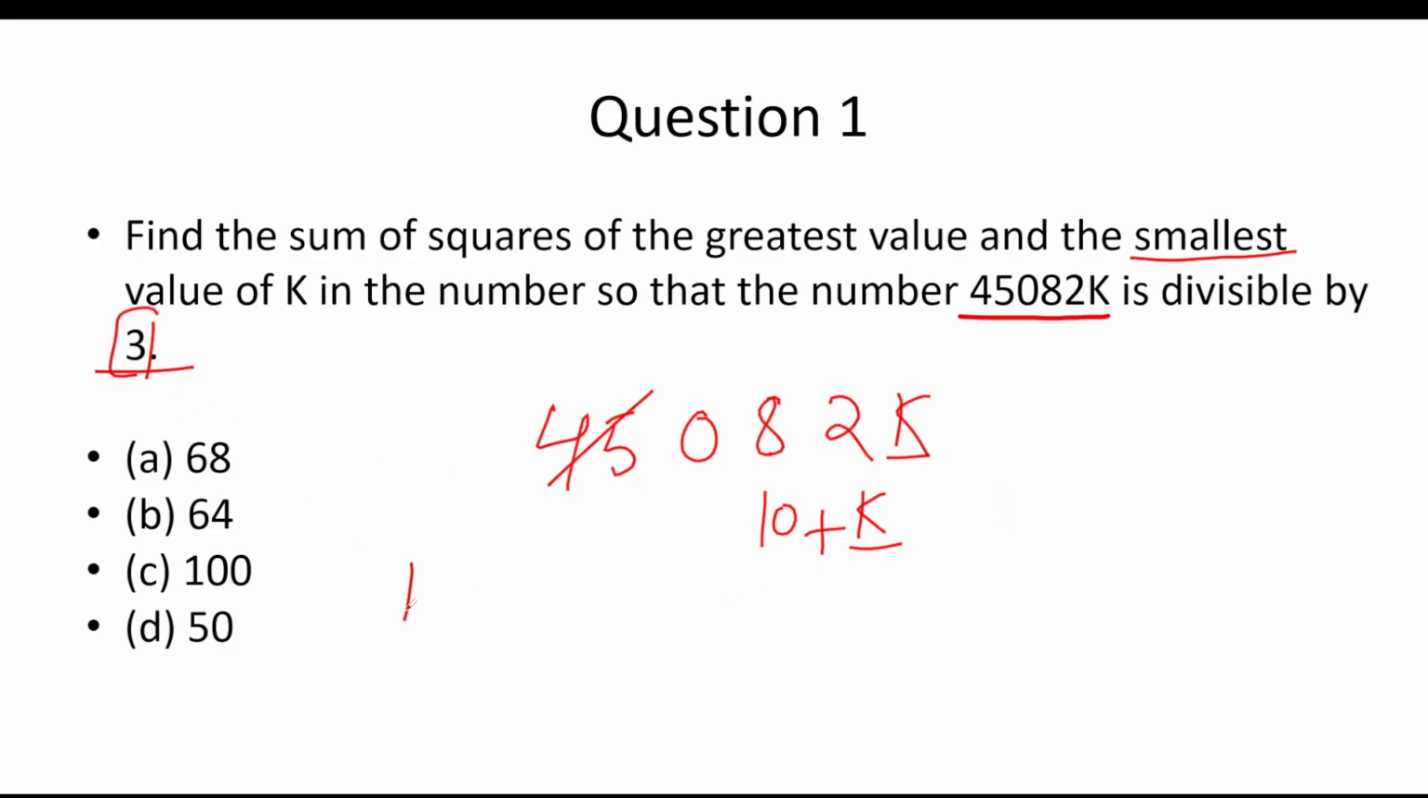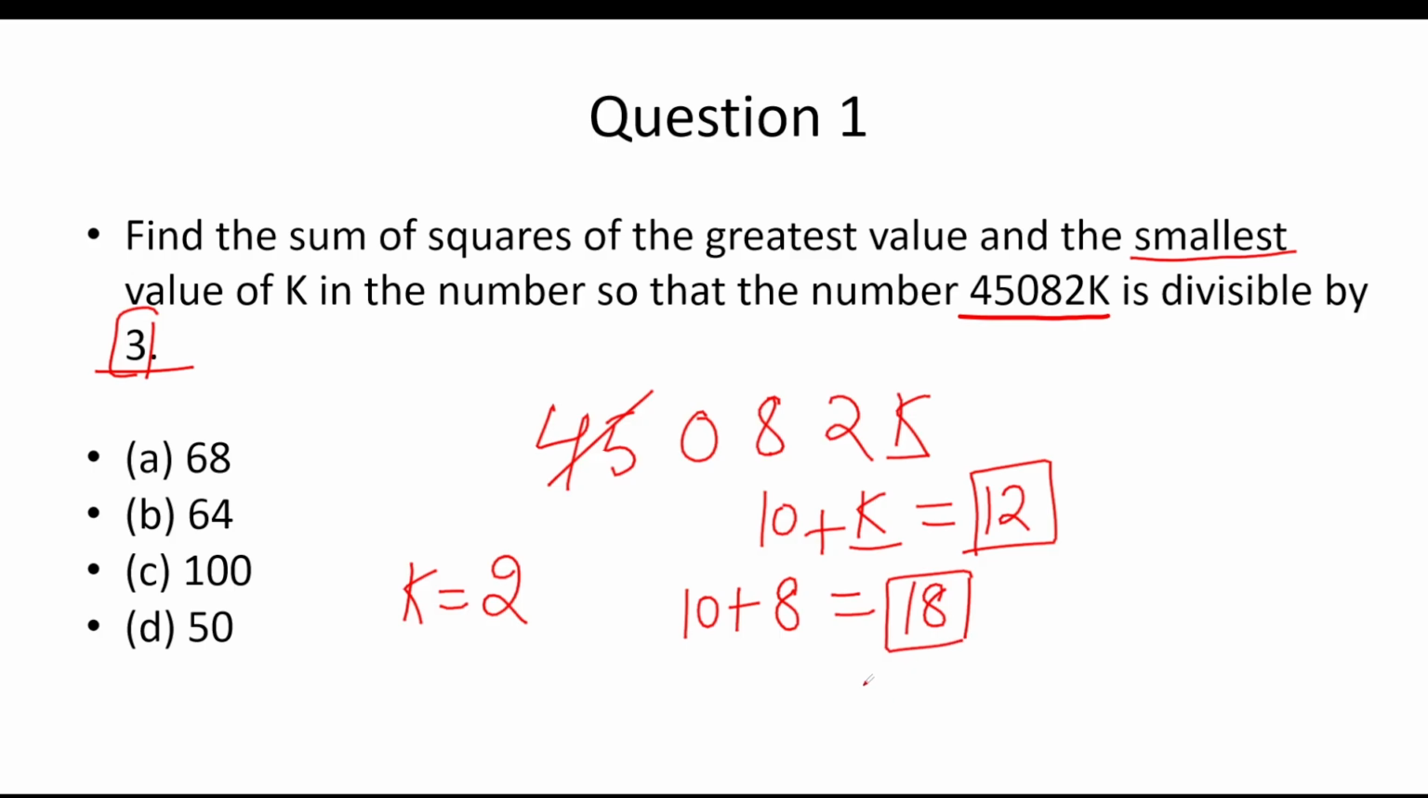So minimum value possible, that is K is equal to 2. Right? Because 10 plus 2, it will be 12 and 12 is divisible by 3. And what is the maximum value possible here? Maximum value of K that is possible, that is 8, because 10 plus 8, it is 18 and 18 is divisible by 3.